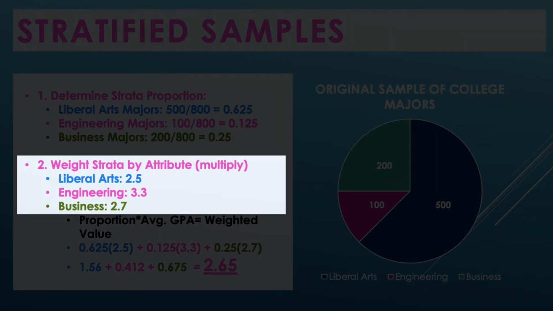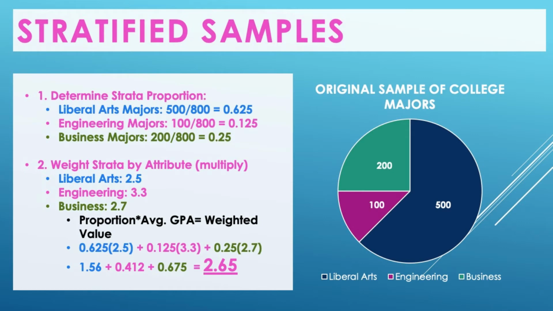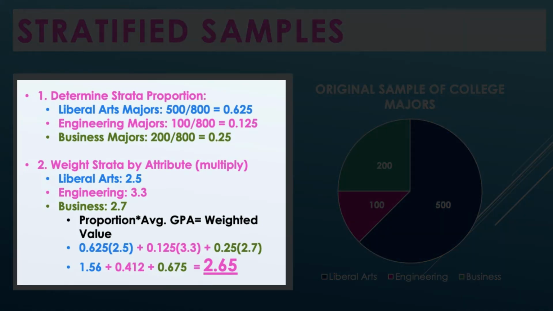Okay, so we can see that the average GPA among all liberal arts majors is 2.5. We can see that the average GPA of all engineering majors is 3.3. See how much higher that is than all of the other ones? And then the average GPA of all of our business majors is 2.7. So the final step here, we take that proportion that we created and we multiply that times the average GPA. So this should all be some pretty simple math, right?